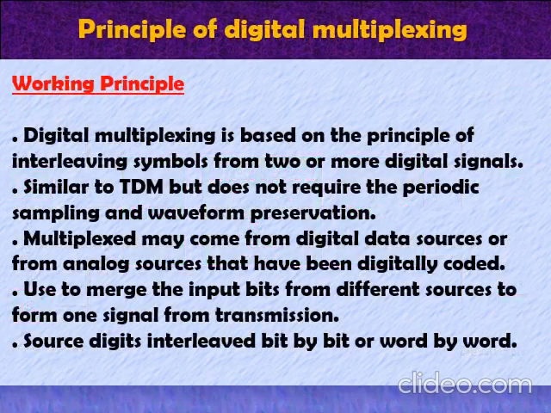Let's see the working principle of digital multiplexing. Digital multiplexing is based on the principle of interleaving symbols from two or more digital signals. This is similar to TDM, but it does not require periodic sampling and waveform preservation. The signals to be multiplexed may come from digital data sources or from analog sources that have been digitally coded, and the digital multiplexer is used to merge the input bits from different sources to form one signal for transmission via a digital communication system. The multiplex signal consists of source digits interleaved bit by bit or word by word.